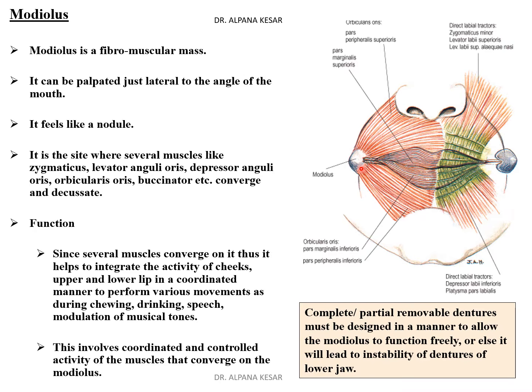The function of the modiolus is, since all the muscles converge on it, it helps in carrying out the activity of these muscles in a coordinated and controlled manner. This helps to perform various movements that are required at the time of chewing, drinking, speech, and modulation of musical tones. Complete and removable dentures must be designed in such a manner to allow the modiolus to function freely, or else it will lead to instability of dentures of the lower jaw.